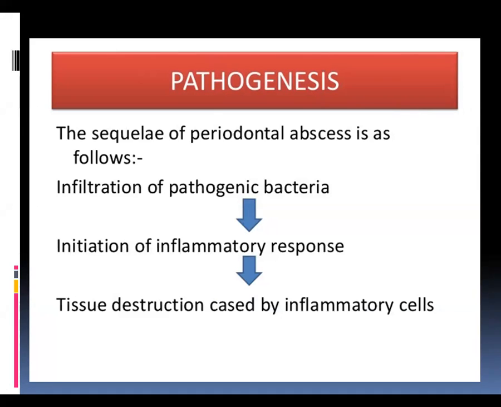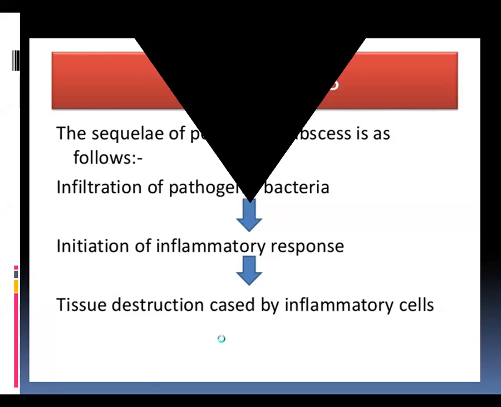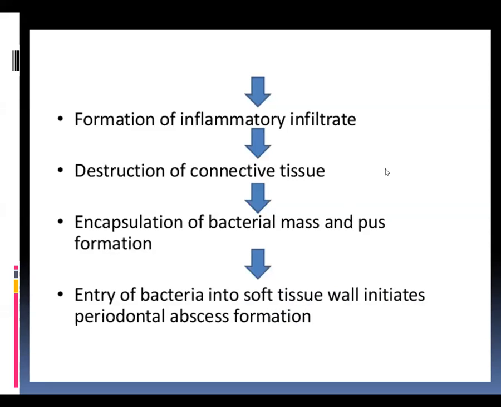What is the pathogenesis of the periodontal abscess? The sequence of events is as follows. Infiltration of pathogenic bacteria occurs in the gingiva, which causes initiation of an inflammatory response that further causes tissue destruction by the inflammatory cells. Then there is formation of an inflammatory infiltrate, destruction of connective tissue, encapsulation of the bacterial mass and pus formation, and entry of bacteria into the soft tissue wall initiates the periodontal abscess formation.